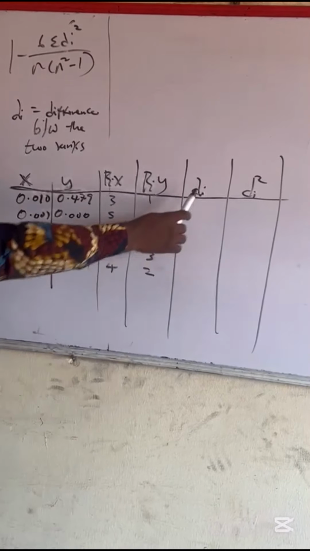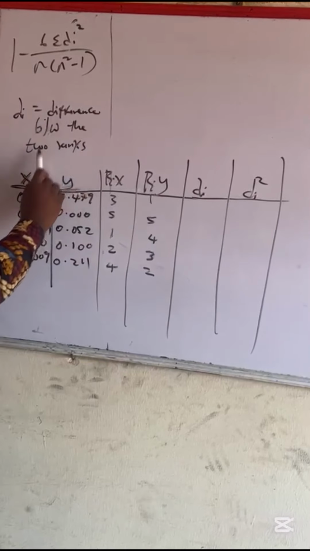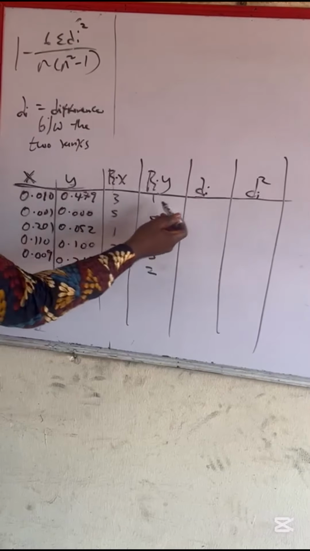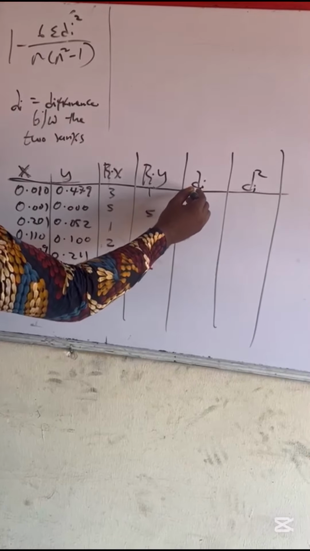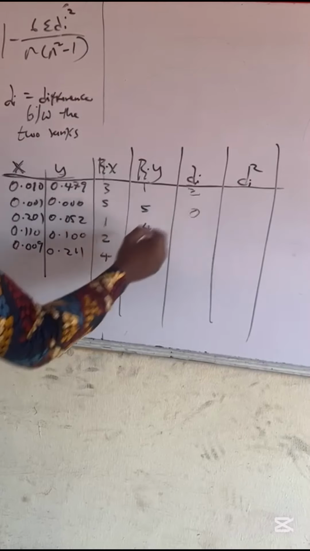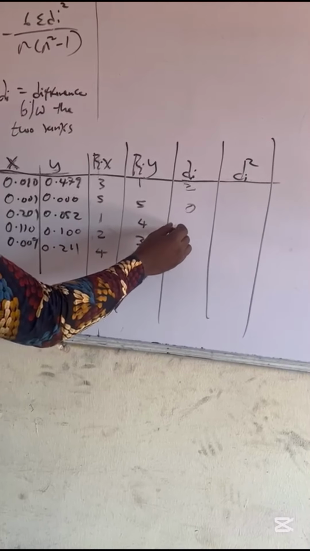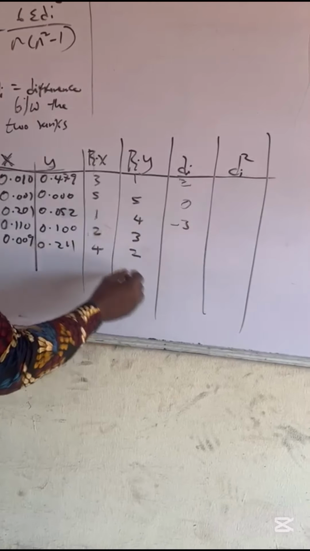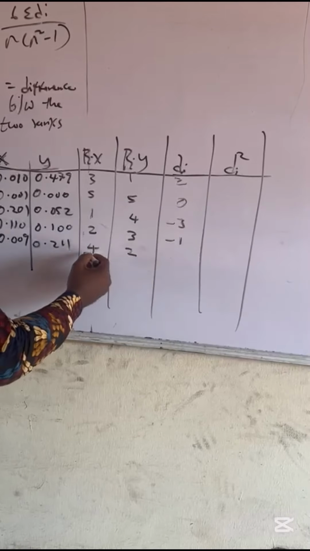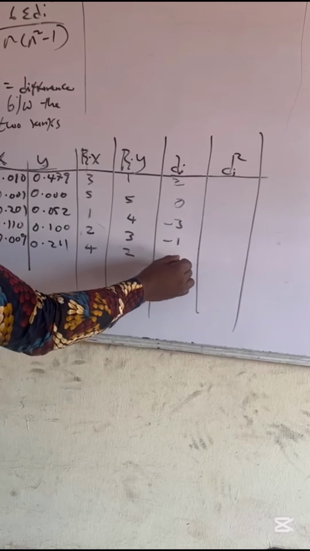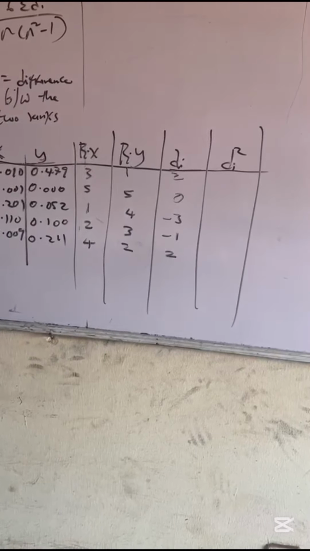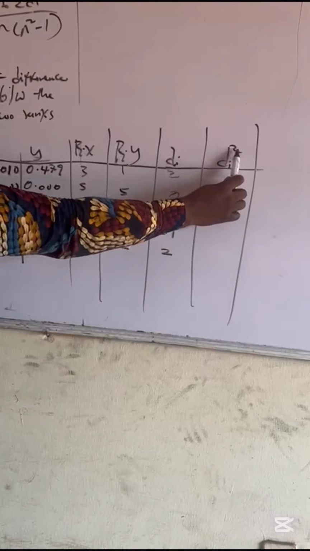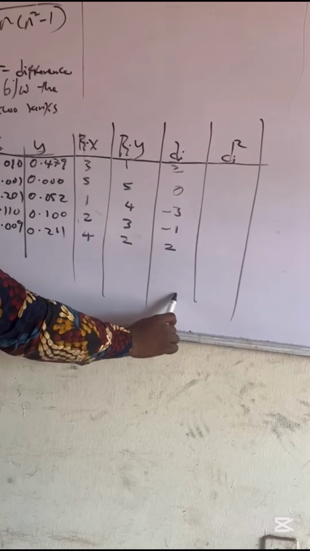So to find the di, which is the difference between the two ranks, 3 minus 1 is what? 2. 5 minus 5 is what? 0. This minus this is what? Minus 3. This minus this is what? Minus 1. And this minus this is what? 2. So we have di squared, meaning to square everything here.